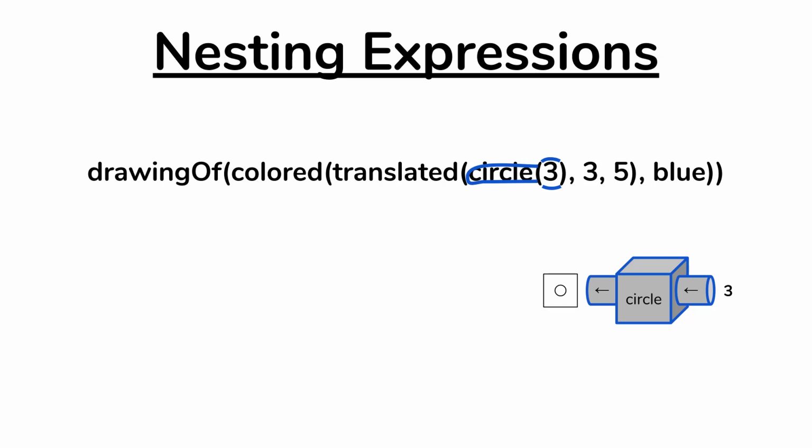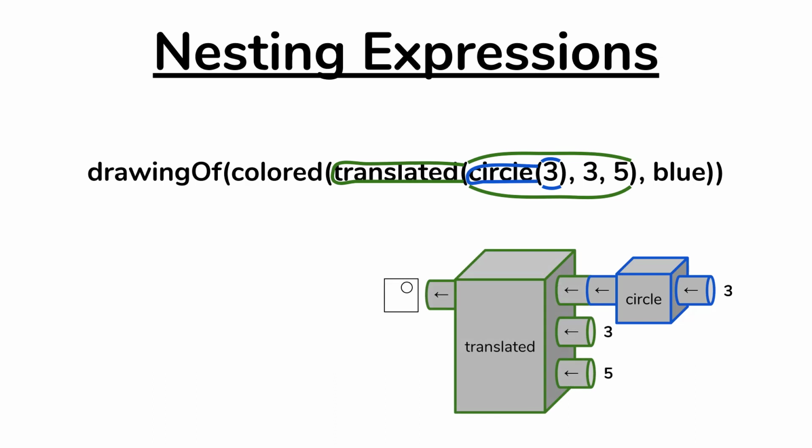These parentheses belong to the translated function, like this. Once again, let's remember what this means. The translated function has 3 inputs. The first is just that circle, and the second two are the numbers 3 and 5. The way to think about this is that the output from the circle function is connected directly to the first input of the translated function, like you see here. It's like we're building a more complicated machine out of simpler parts.